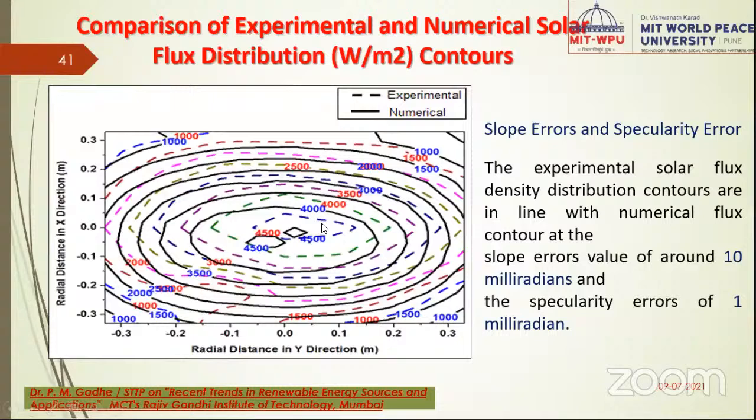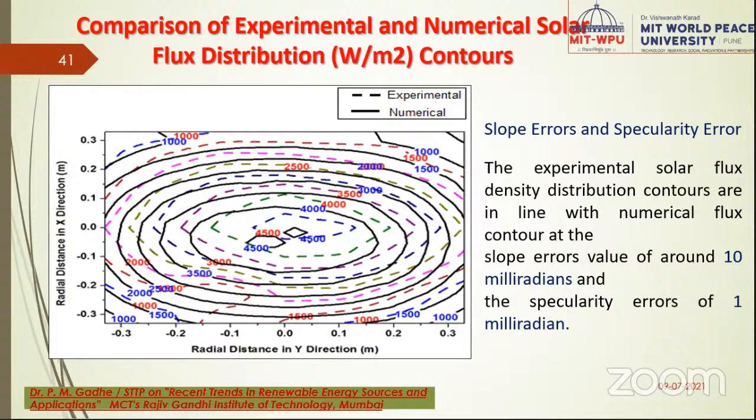When we did that by varying the slope error and specularity error in the Soltrace software and mapping the result with the experimental one, we found that with a slope error value of 10 milliradians and a specularity value of 1 milliradian, the flux distribution contours get superimposed exactly or nearly so.